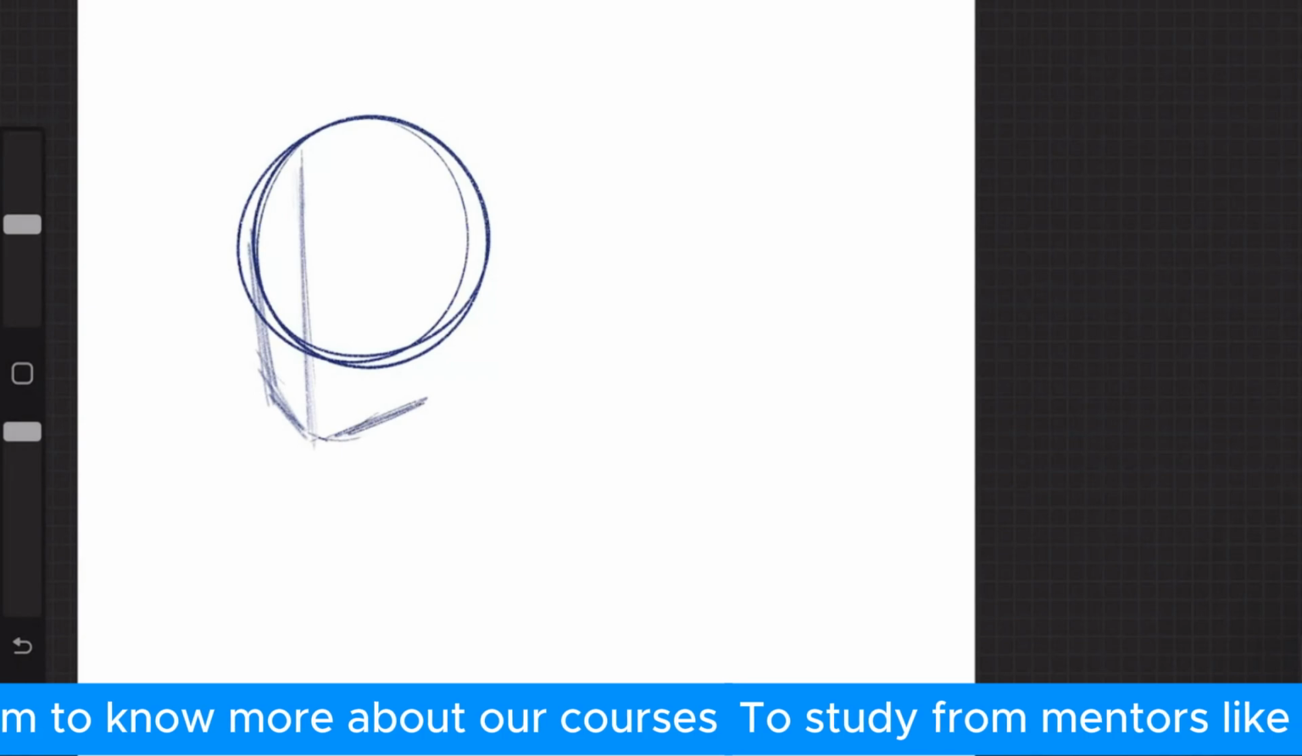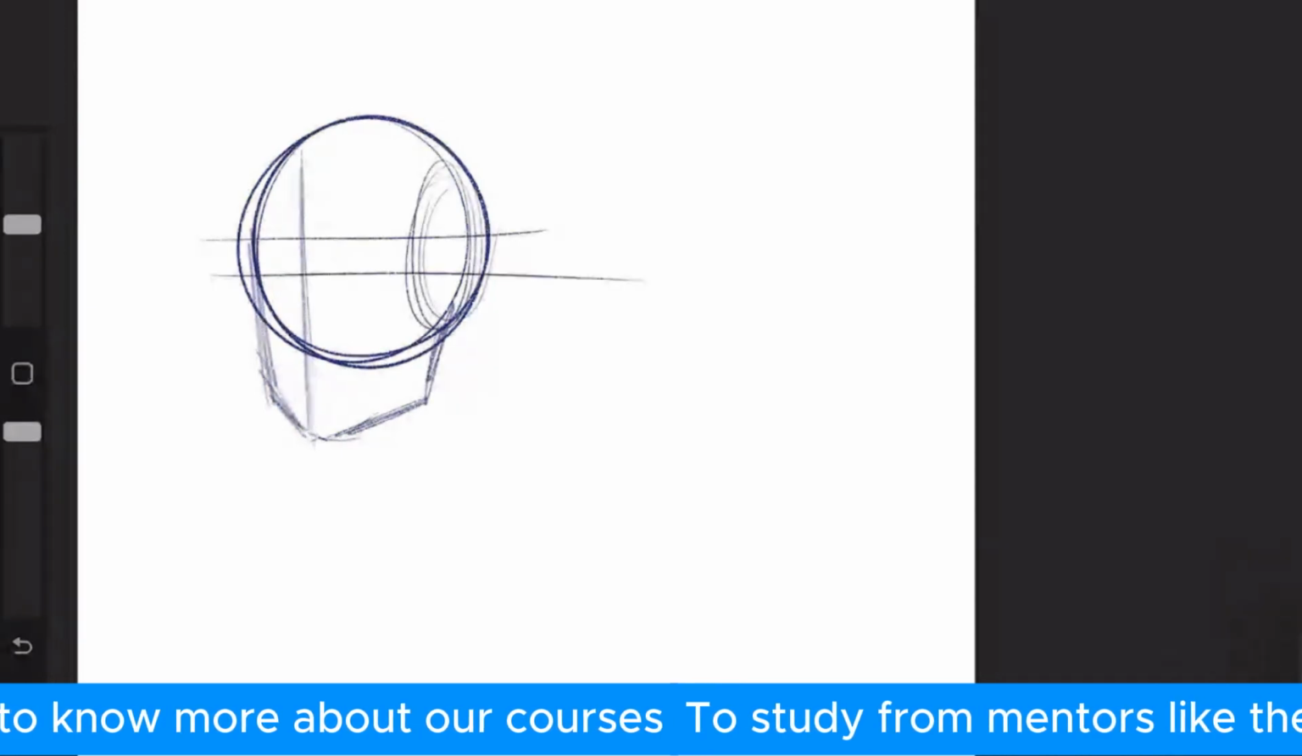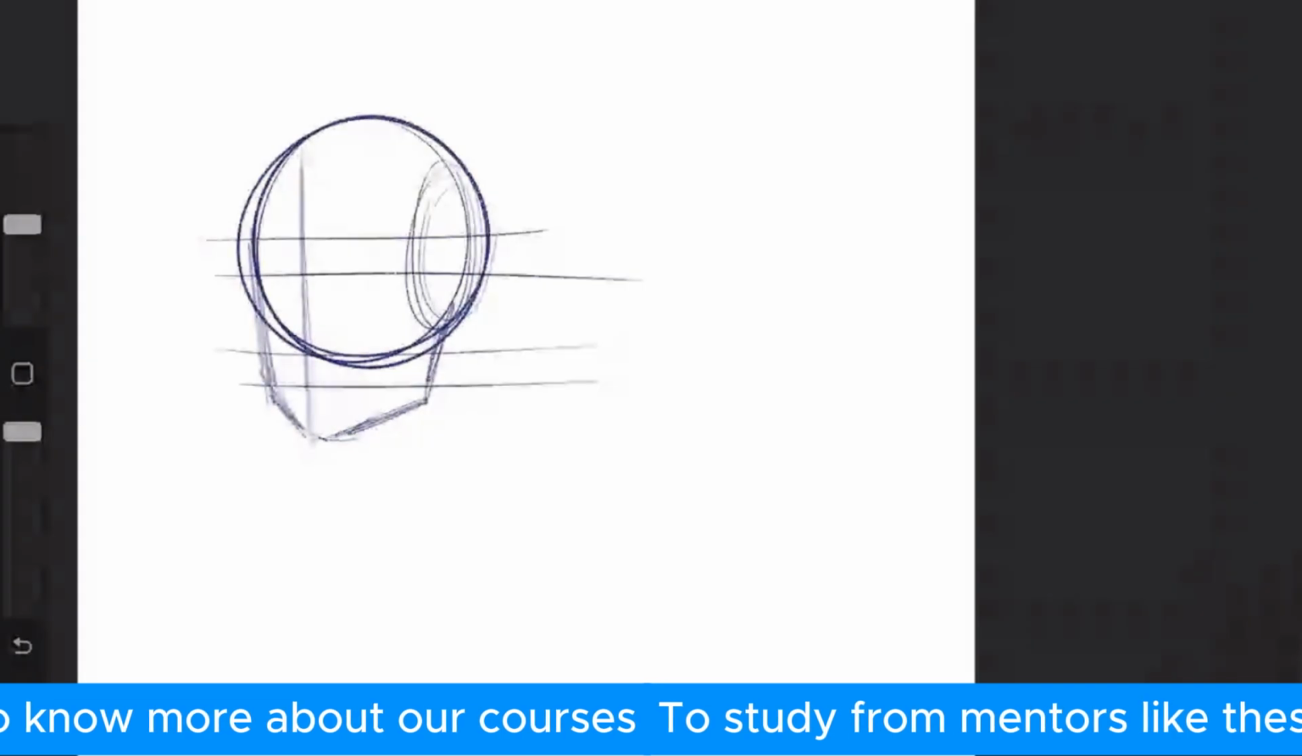That's for older people. First of all, typical anatomy, we'll just draw 3/4 jawline. Okay, side of the face, brow line, eye line, nose, mouth.